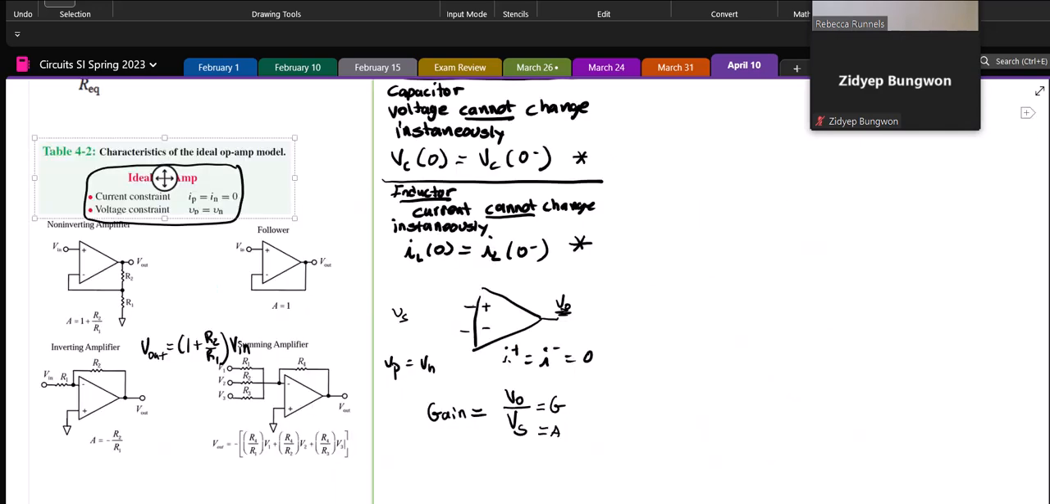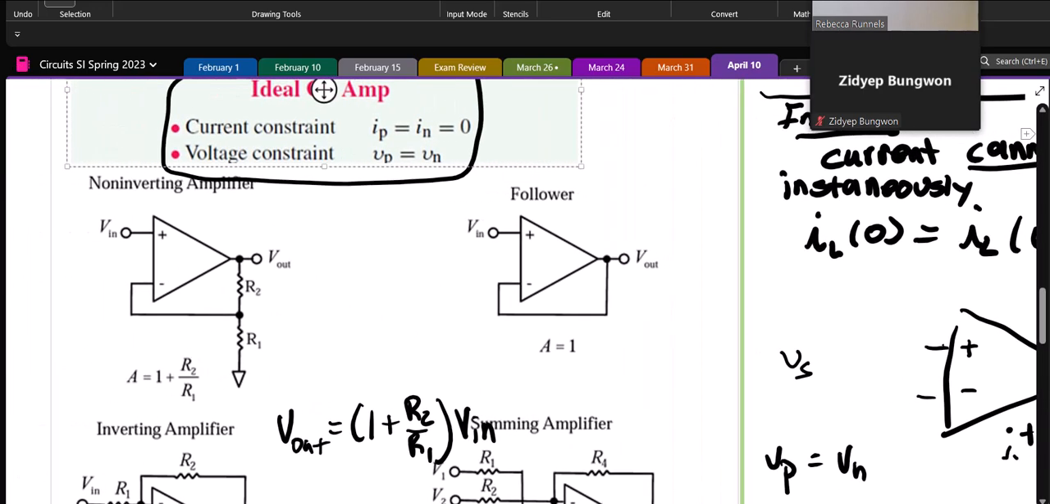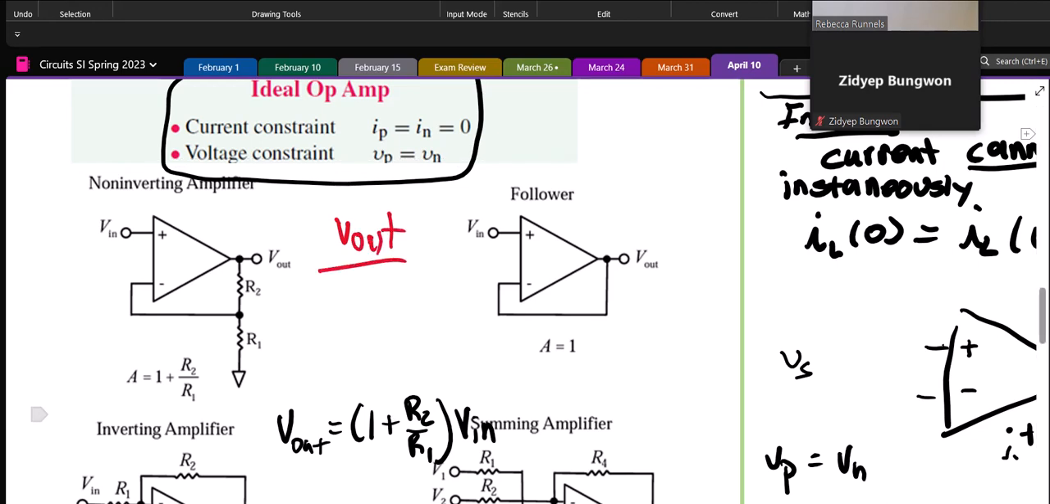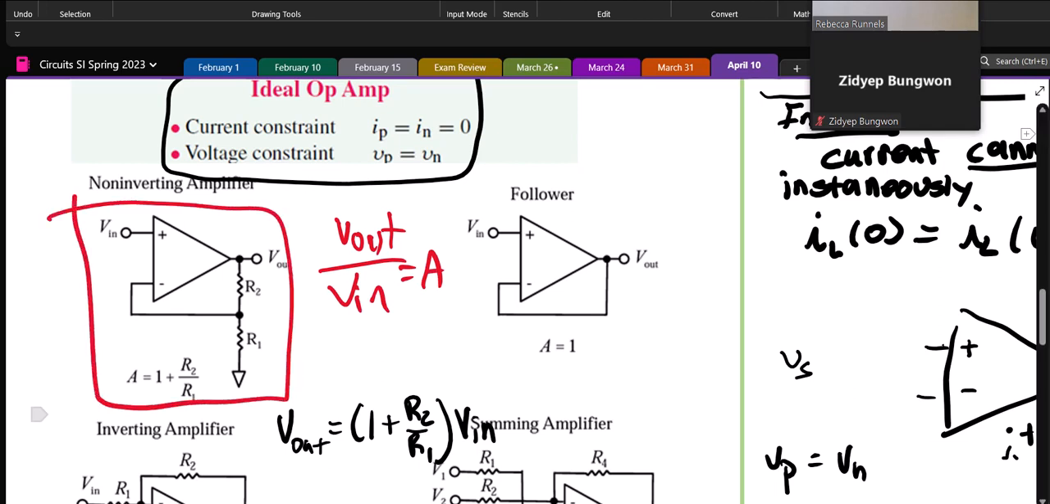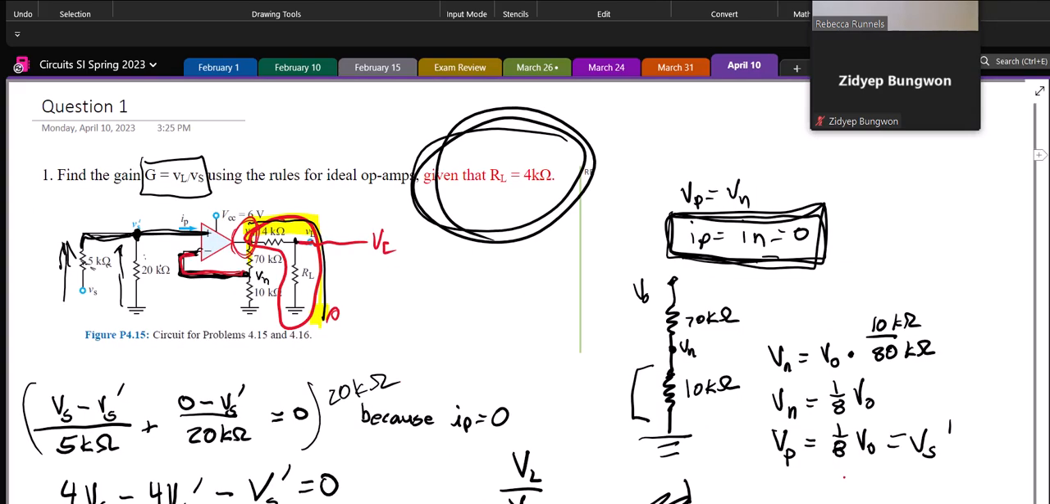Right, because we were using this formula right here, and for this formula, the gain is V out over Vn. That's A in this diagram. So we had to match up what Vn was in our diagram, which was Vs prime. But then we were just finding what the question asked for, and the question asked for VL over Vs. And so that's where we went from there. Usually the gain is defined as V out over Vn, but here it is VL over Vs.